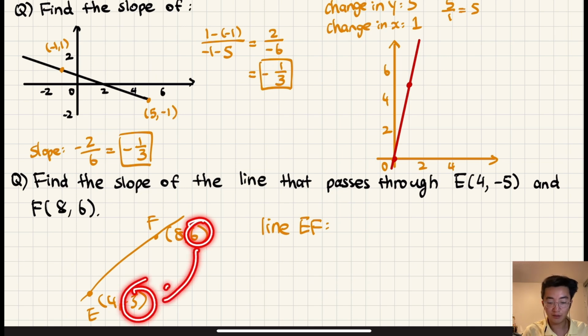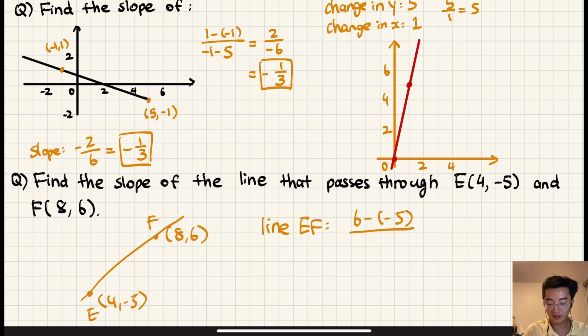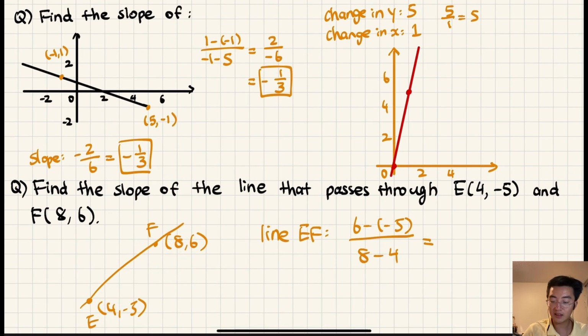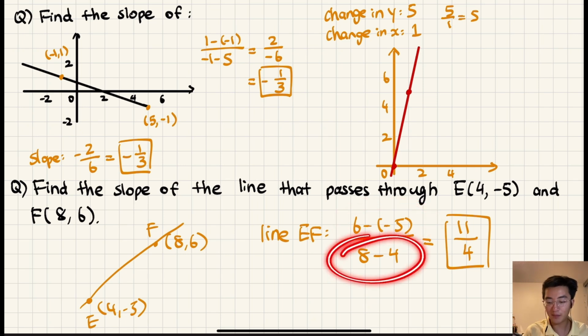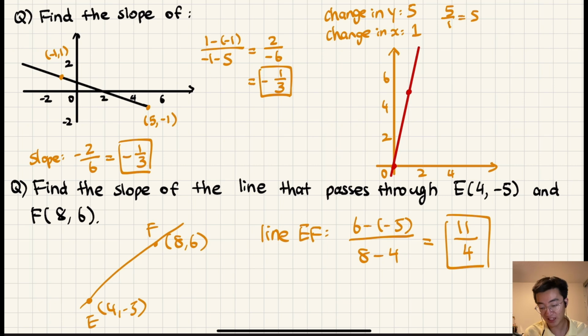Okay, so we'll do the y value of this point subtracted by the y value of that point. So it's 6 minus -5. X value of this point minus the x value of that point. 8 minus 4. 6 minus -5 is 6 plus 5, 11. 8 minus 4, 4. And just like that, that's it. So all we're doing here is to find, okay, how much is y changing? Okay, how much is x changing? Put it in a fraction, and that's our slope.